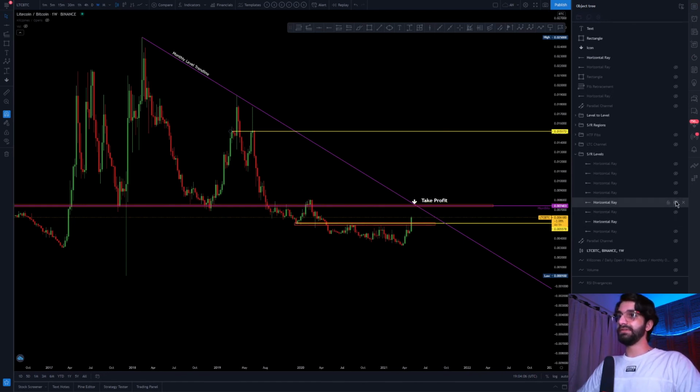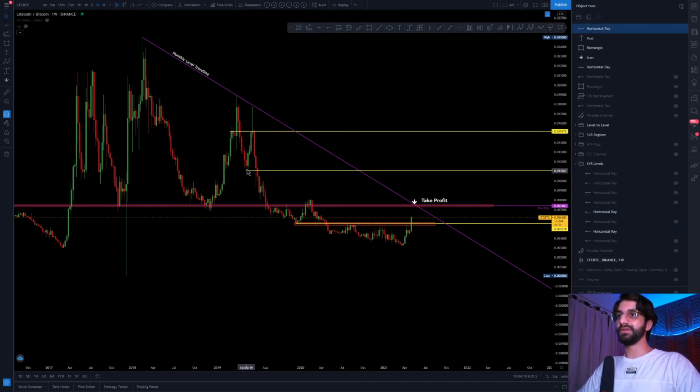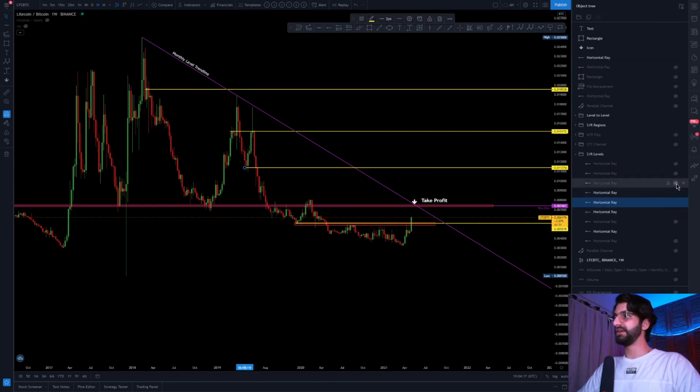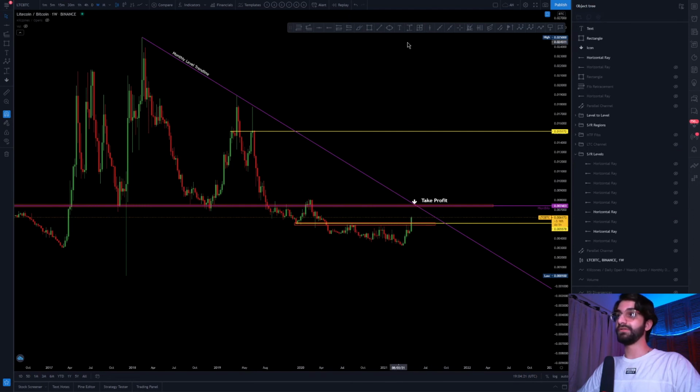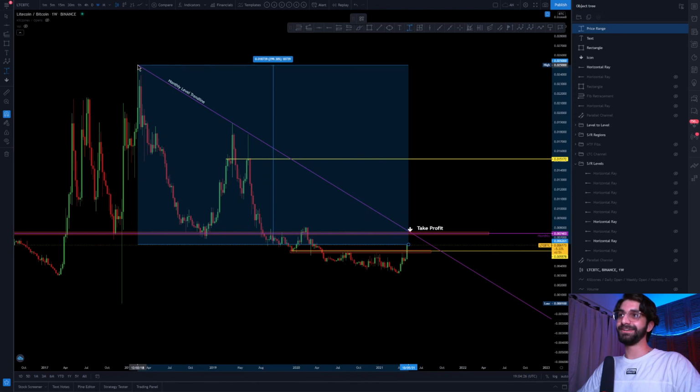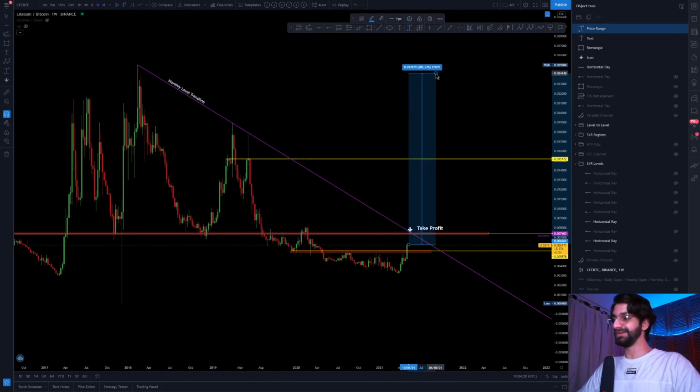The next level that I will be looking at is somewhere around here first, 0.111, and then levels above that. Do I think we're just going to go straight from here to 400% up? No, I don't think that's going to happen at all. But it could happen. It's still a possibility. I'm not going to rule this out because this is the crypto space.